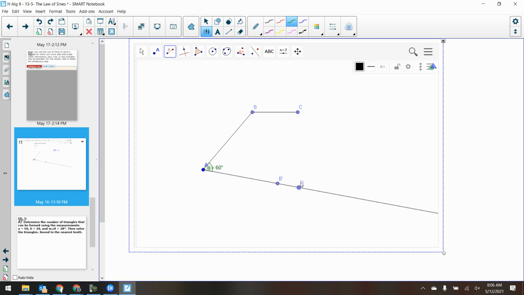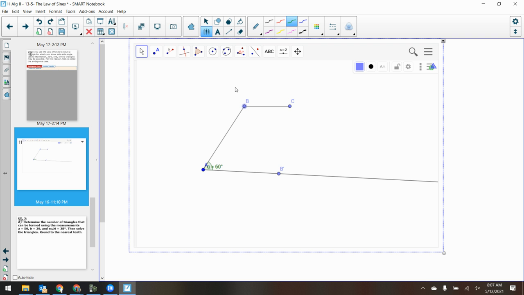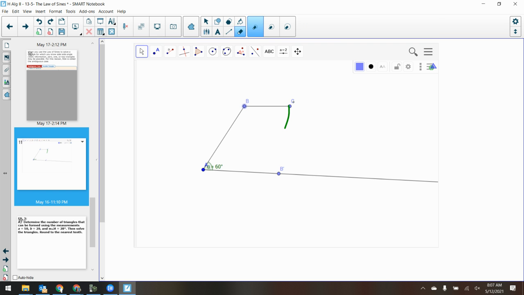Oops, don't create a point. Don't do that. No, cancel. There we go. Say we had this triangle with this given set of circumstances, or the possibility of having a triangle. I was given the side 5, the side 3, and an angle of 60. Could I possibly make a triangle with that information?